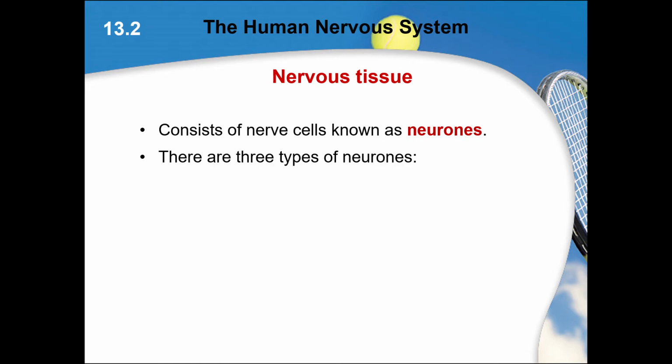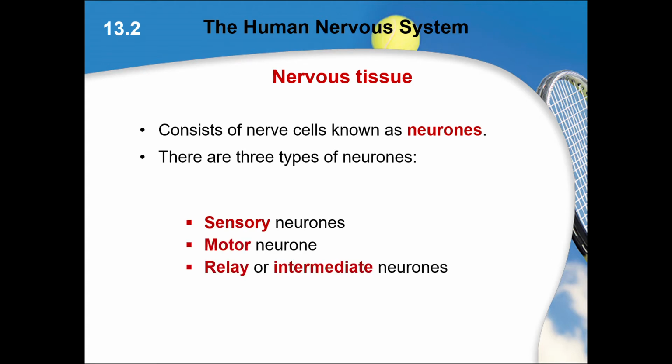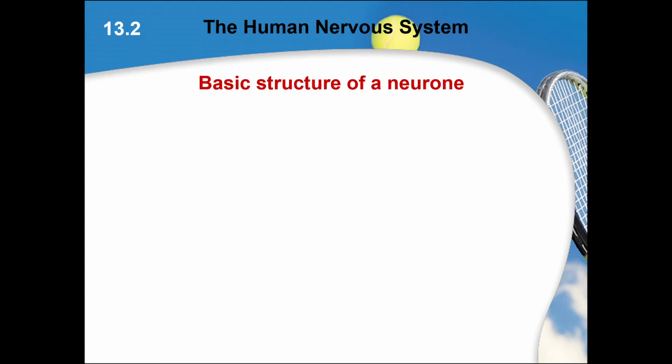So nervous tissue actually comprises nerve cells, and nerve cells are known as neurons. You're going to learn 3 different types of neurons, and they differ in terms of their structure as well as their function. So the 3 types of neurons you will learn are sensory neurons, motor neurons, and relay neurons. You can call them intermediate neurons as well. I will just run through how every single neuron looks like.